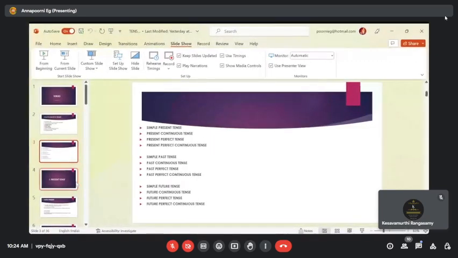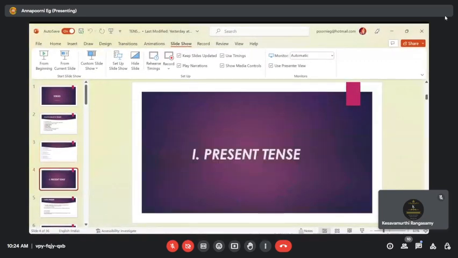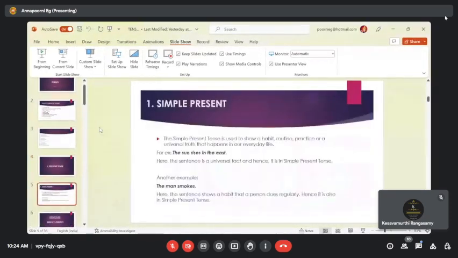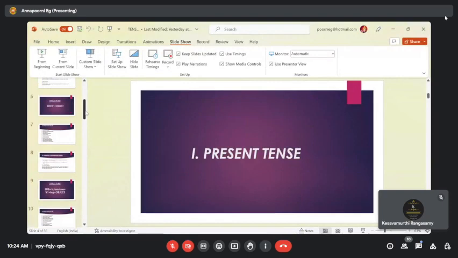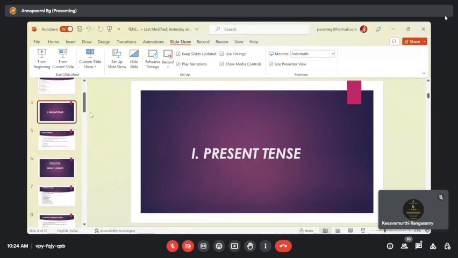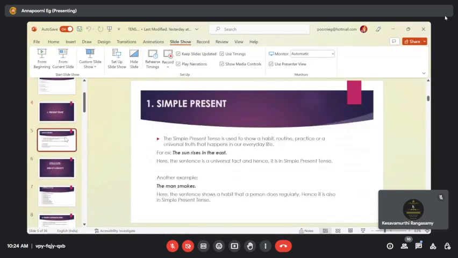Okay, so now I'm moving to present tense. I'm just taking 5 minutes to explain this because this was the main topic on last Sunday. So present tense, as we all know, இப்ப நடக்கிறது, that is present tense. Present tense is again divided into four as said.